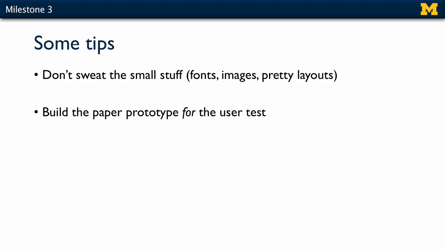Another tip is you want to think about building the paper prototype for the user test. And what I mean by that is actually think about the tasks that you're going to test in your user test before building the paper prototype, so that you can make sure that the paper prototype covers everything that you need for the test, but not really anything more. You don't need to detail every aspect of the system at this point. You just need to detail exactly what you need in order to support your user test.